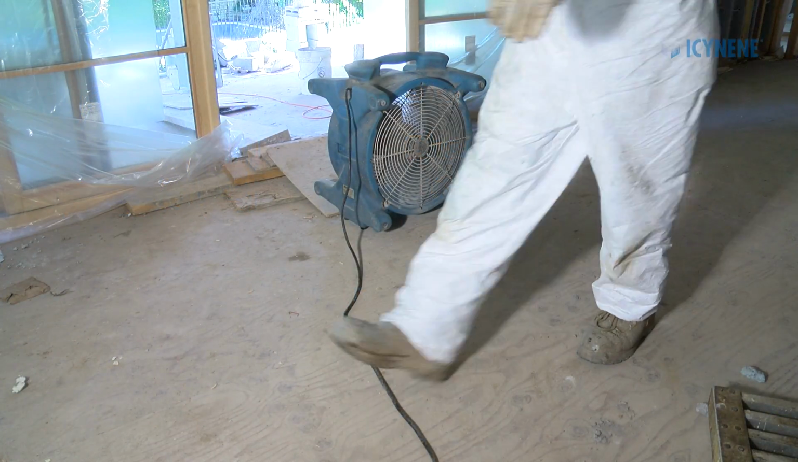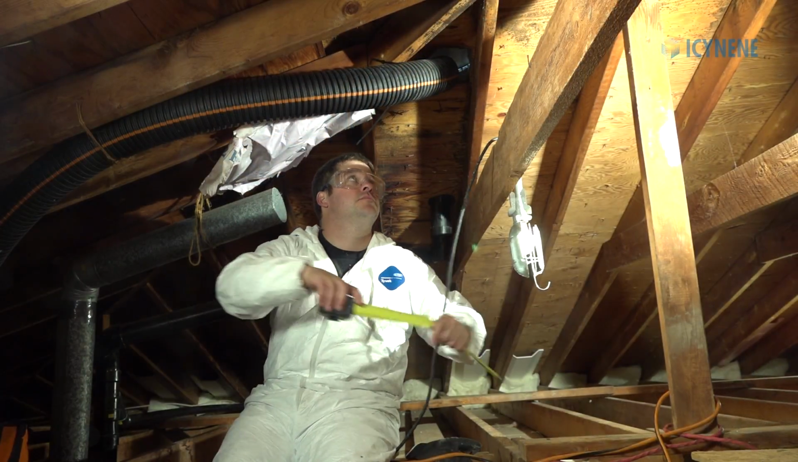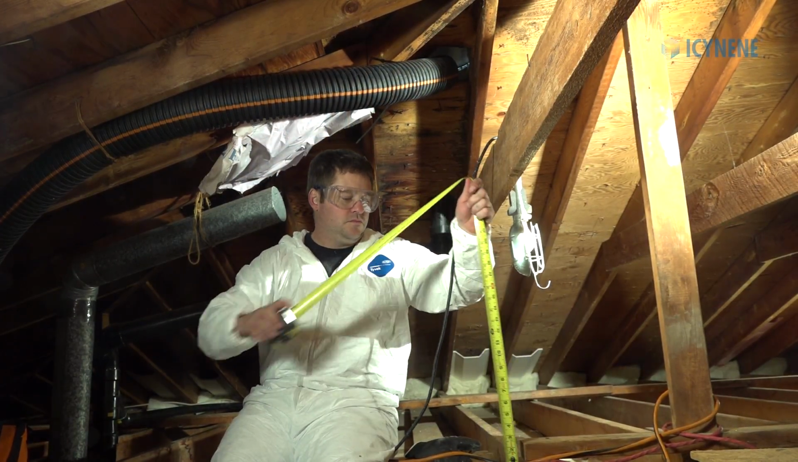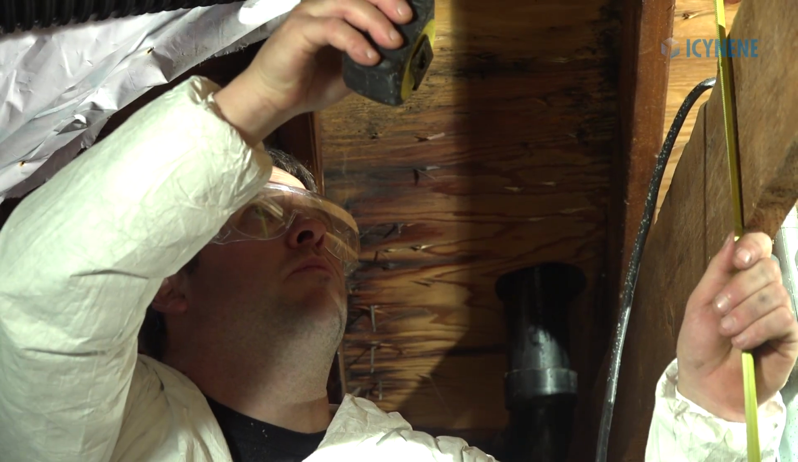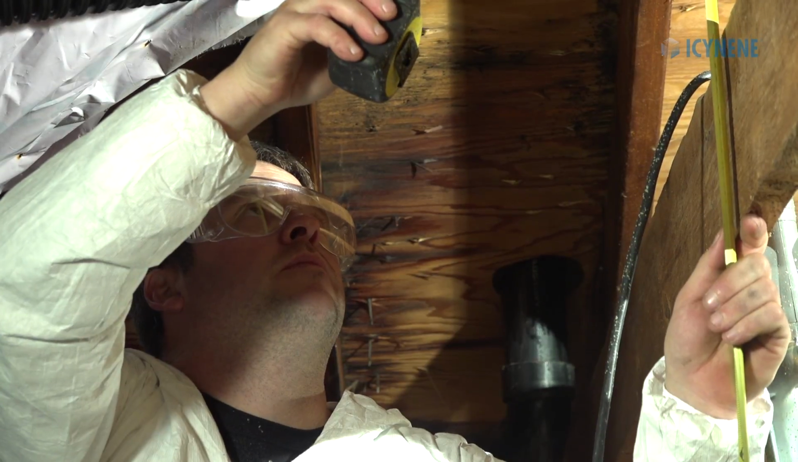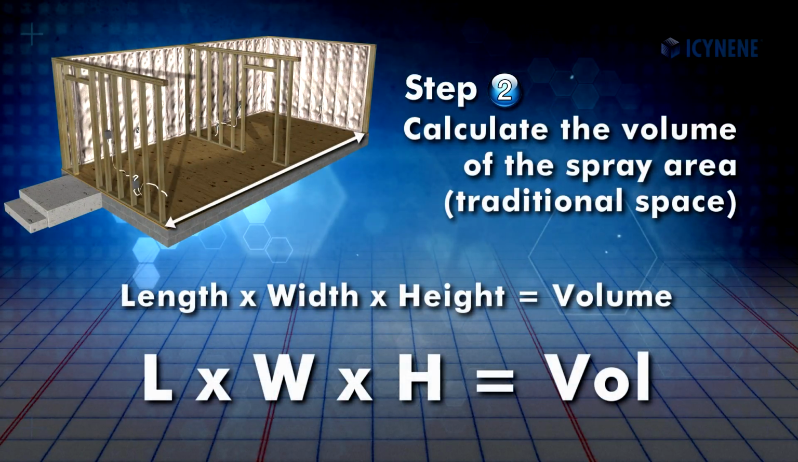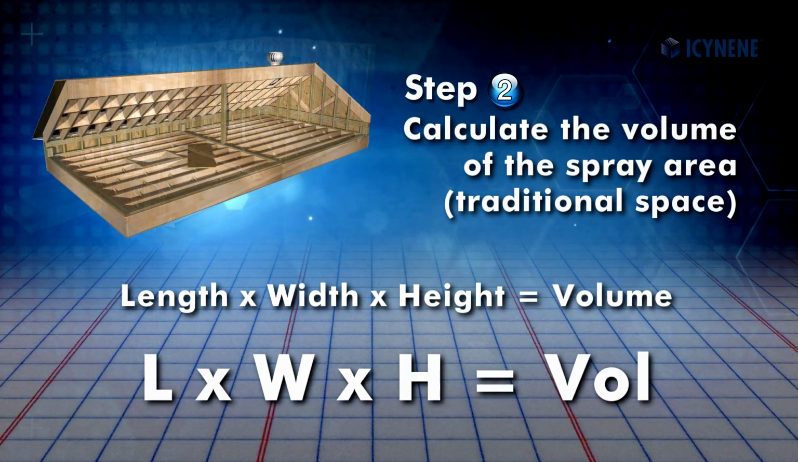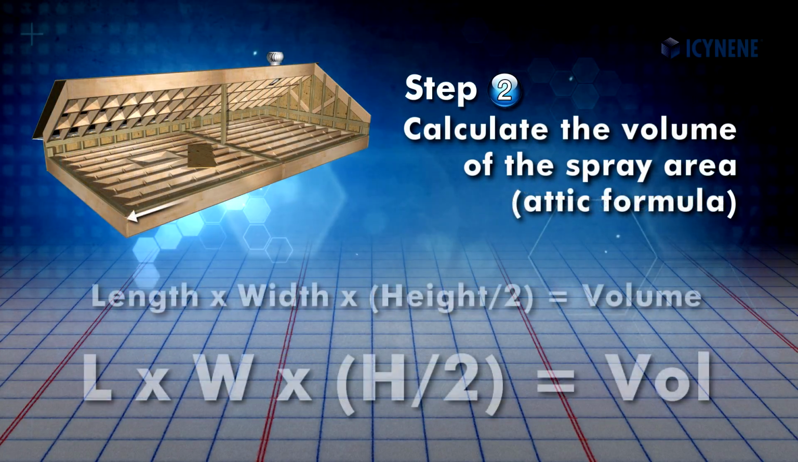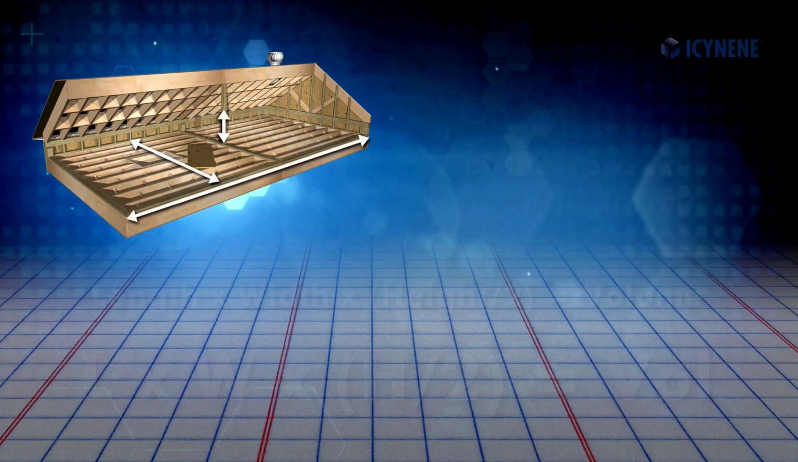To determine the size of fan or fans required, we must first calculate the volume of the area to be sprayed. The volume is calculated by measuring the length, width, and height of each room where the spray foam is to be applied. For a traditional space, multiply the length by the width by the height to derive the volume. When working with an attic space, multiply the length by the width by half the height.